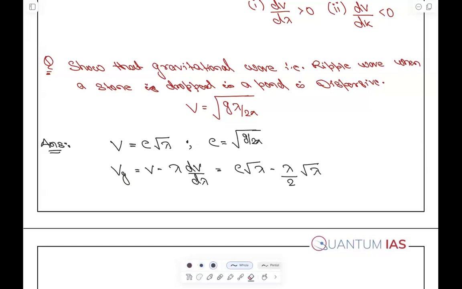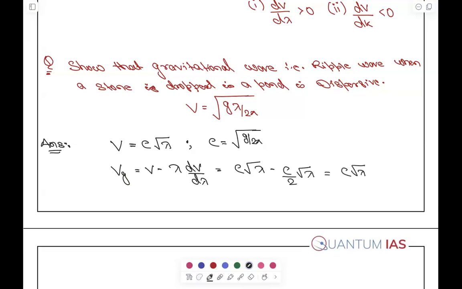1 by root lambda, na? So it will be minus lambda. तो रूट लैम्डा ही हो जाएगा, ऊपर लैम्डा है, नीचे लैम्डा है. It will be c by 2, so it will become c by 2 root lambda, है ना?